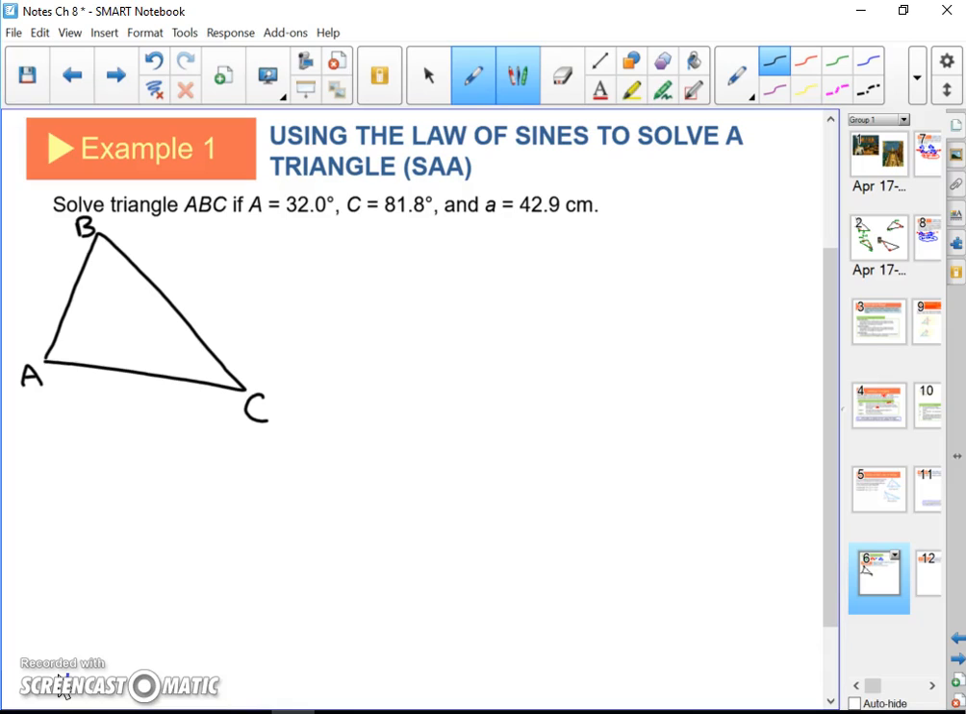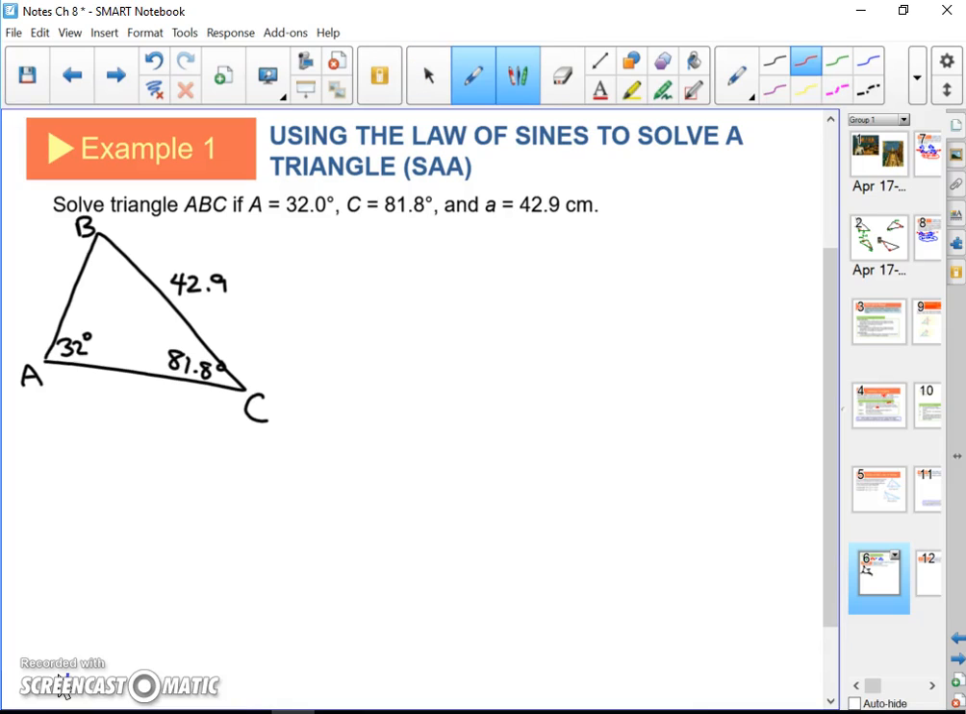But they told me angle A was 32 degrees. Angle C is 81.8 degrees. And side a is 42.9 centimeters. So you have to understand that side a is across from angle A, so don't mess that up. Make sure you put capital letters representing your angles and lowercase letters representing your sides.